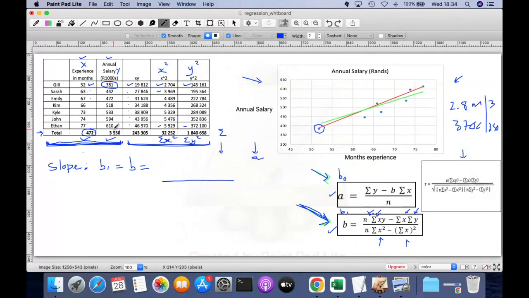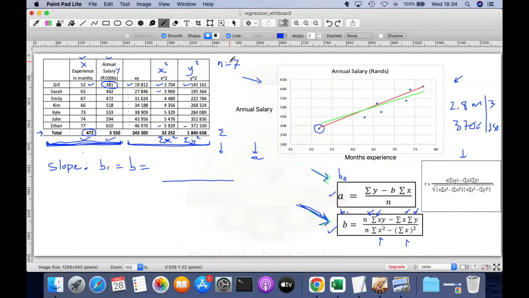Now, remember, I've done all the summation values for you, but if you wanted, you can also find them from your calculator, like I just showed you. The first value is n, and n is the number of data points. So how many people are in this table? As I said earlier, there are 7 data points. So your n is 7.